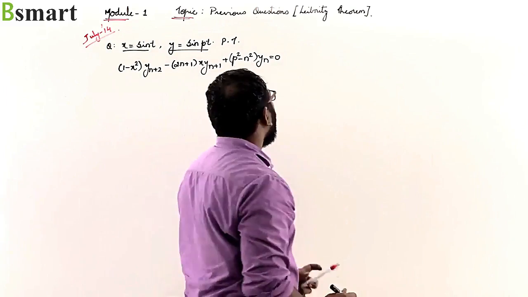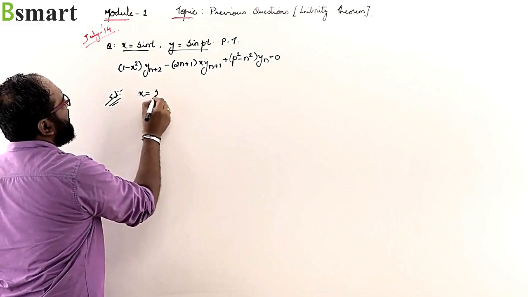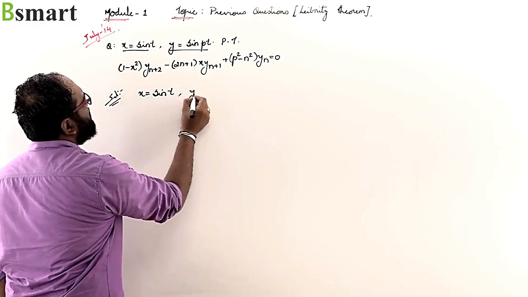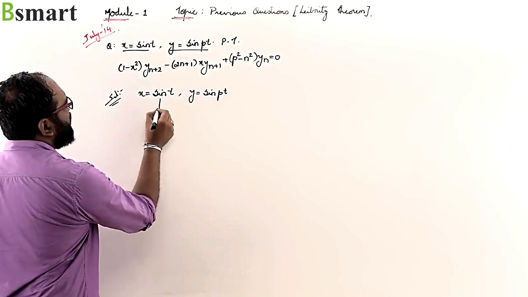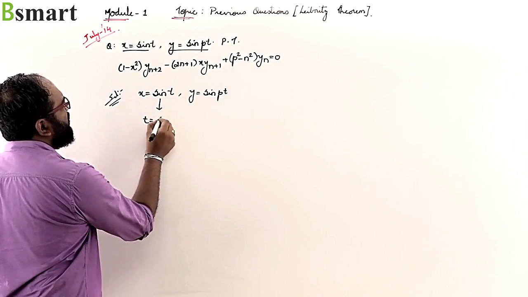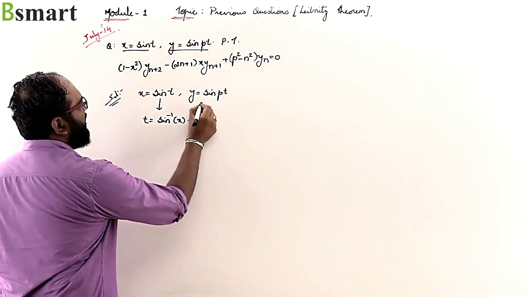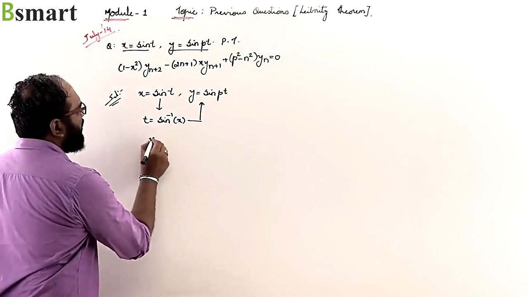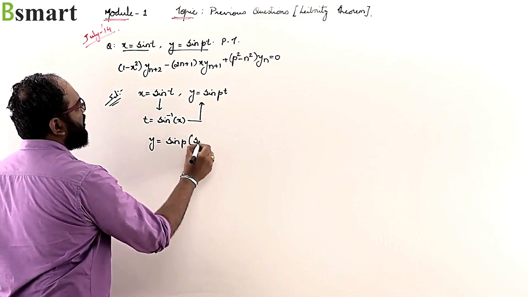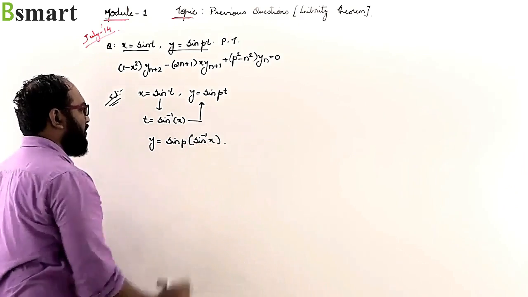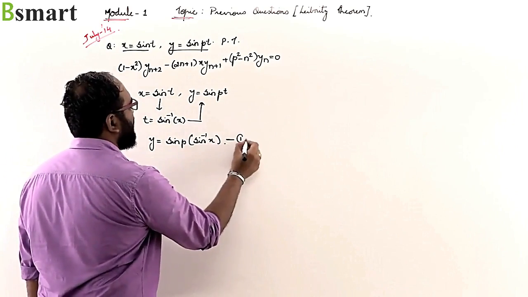Since the curves are in parametric form, let x = sin t and y = sin pt. From the first equation, can I write t = sin⁻¹ x? Now I'll substitute in the second equation. That means y = sin(p t), which can be written as sin(p sin⁻¹ x). So we got the value of y in terms of x. Let this be equation 1.